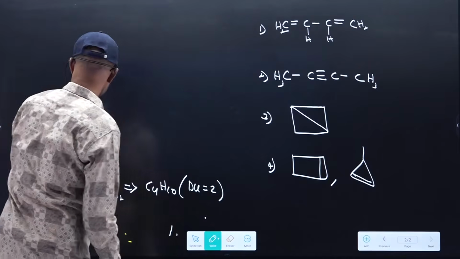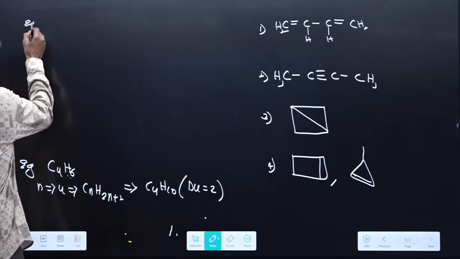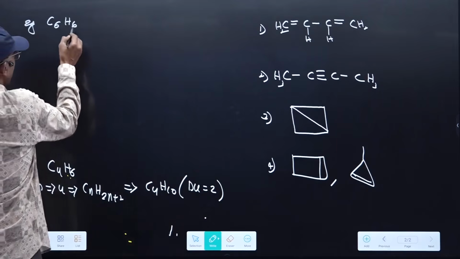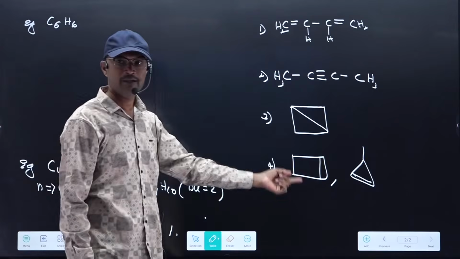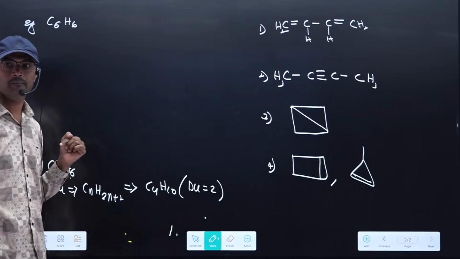What is C6H6? Benzene. What is C4H8? What is C4H6? Which molecule will you say? C4H6, how many molecules are possible? These all are possible. C6H6, which molecule is possible?